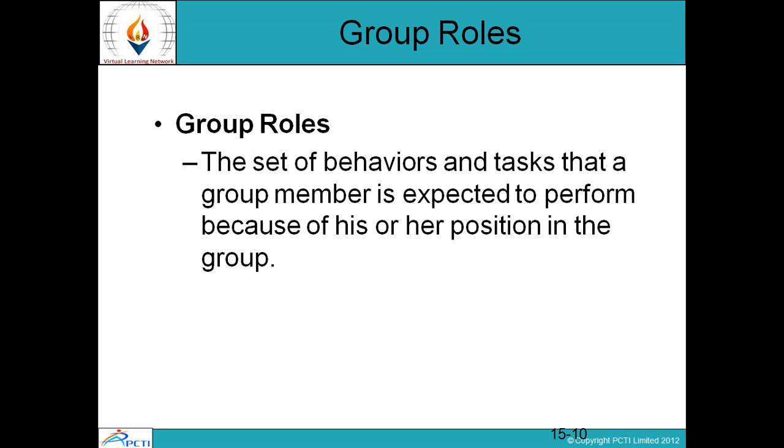Group roles. The set of behaviors and tasks that a group member is expected to perform because of his or her position in the group specify their group roles. If you are a member of a particular group, what type of tasks you have to do and what type of behavior you have to reflect depends on the position, and these things are specified inside the group rules. Think about these 3 parameters: what your position is, what your task is, and how your behavior should be. These 3 parameters are defined inside the group rules.